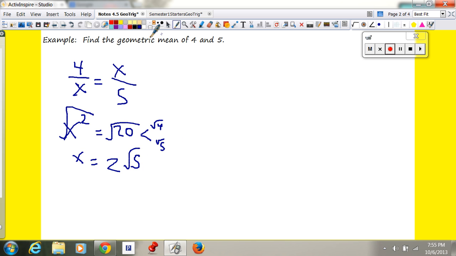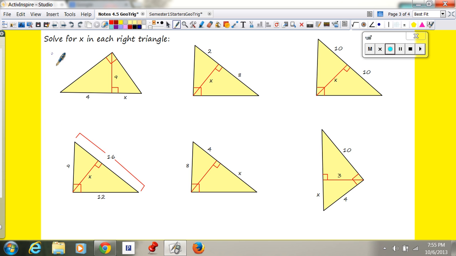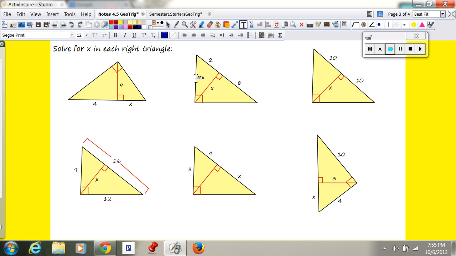You could get a decimal, but 2 radical 5 is fine. So when you want to find the geometric mean of two numbers, you put the x in the two places where the means are, because you're going to multiply those to get x squared. You multiply the two extremes, and you get your number. You take the square root of the product of these two numbers, and you end up here with 2 radical 5. So let's do a few practice ones. Let's set up the equations for these. This number right here, 9, is the geometric mean of these two numbers.